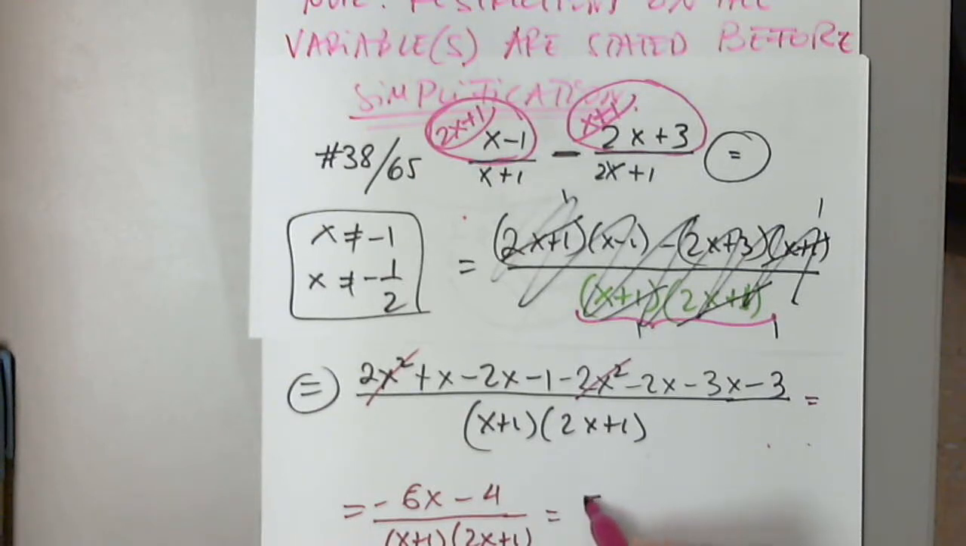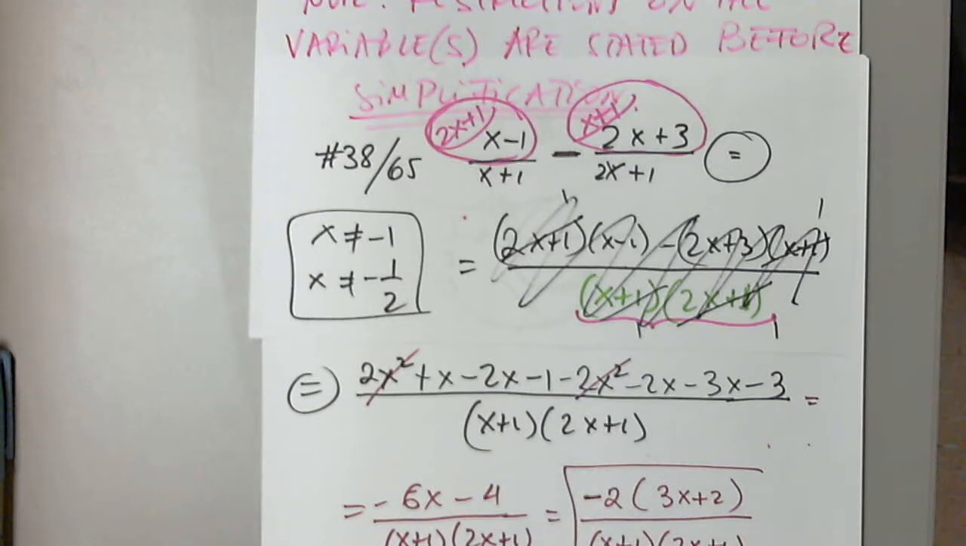What I recommend is factor out negative 2 and get 3x plus 2 over x plus 1, 2x plus 1, only when these restrictions are fulfilled: for x not equal negative 1 and negative 1/2. This is the correct final answer.